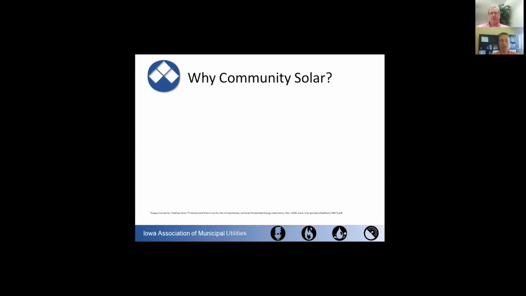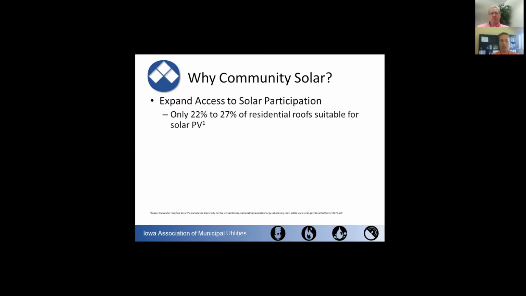But why is there a strong interest in community solar right now? I think one of the big points is that community solar can expand the access to solar participation. A study by NREL a few years ago found that only 22 to 27% of residential roofs are suitable for solar PV. And that's due to a number of reasons, including potentially structural limitations, building ownership.